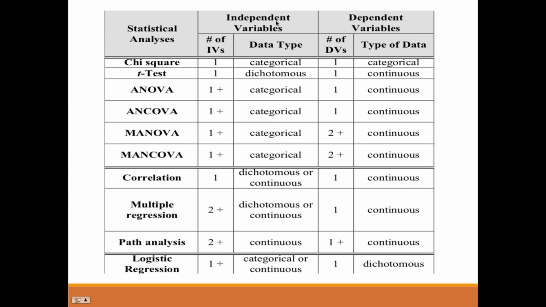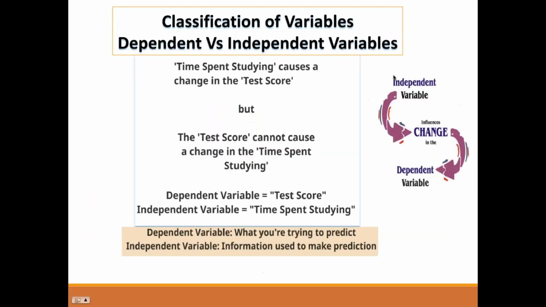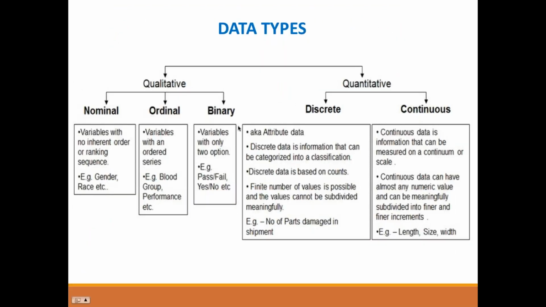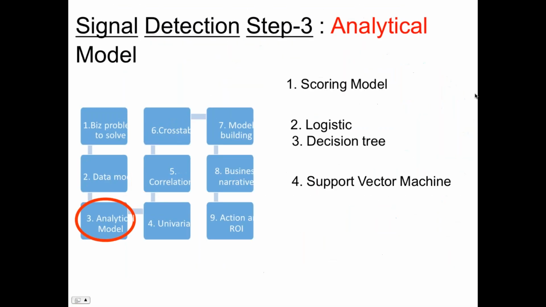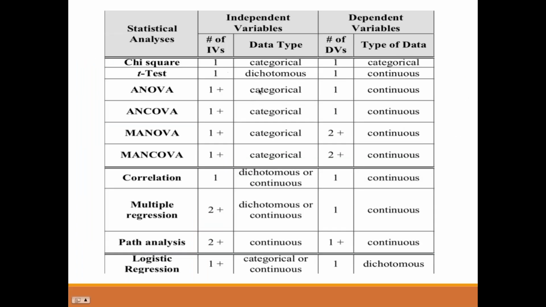But just to understand, when can I use a chi-square test? I can use it when my independent variable is categorical and my dependent variable is also categorical. I use a t-test when my independent variable is dichotomous and my dependent variable is continuous. So we've all seen this in the chart that we just studied here. All the variables are here.